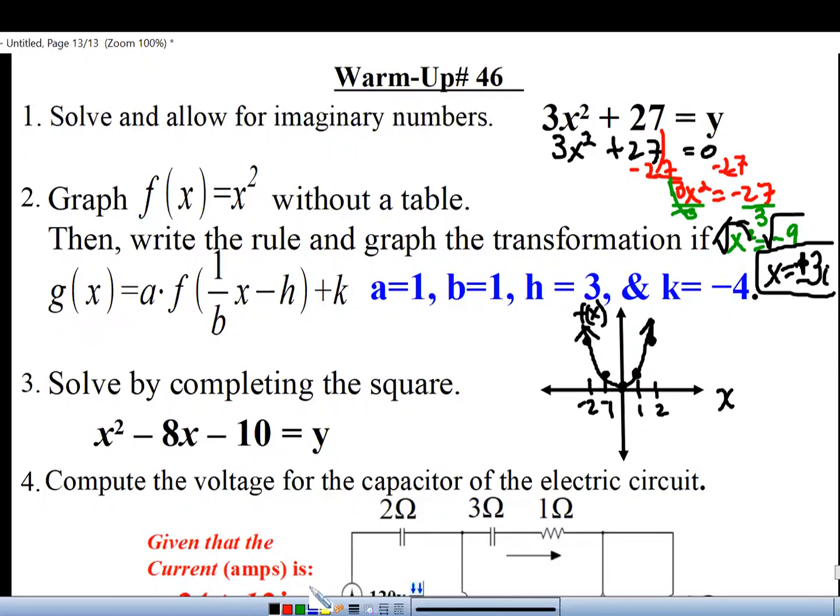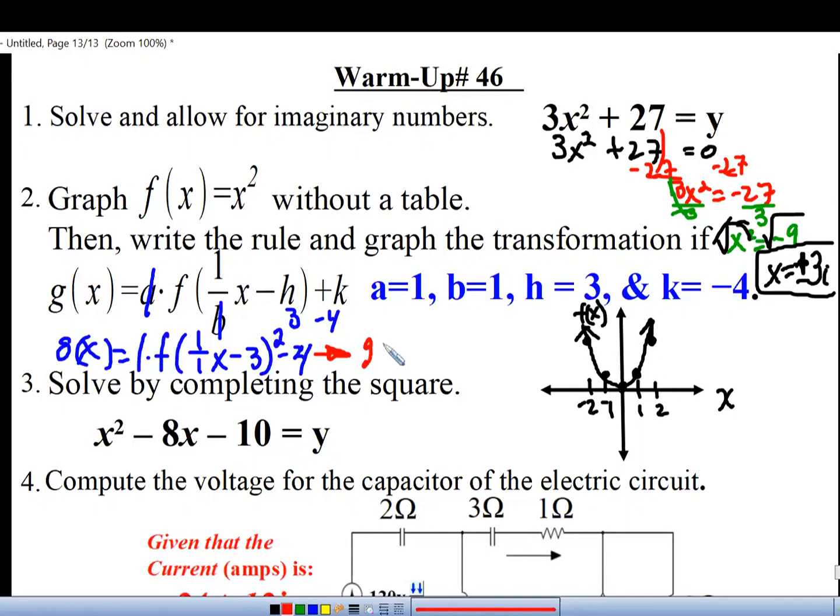So I'm going to substitute that in here. So for A, we have 1. For B, we have 1. For H, we got 3. And for K, we got -4. So let me rewrite this. G of x equals 1 times f of parentheses 1 over 1x minus 3, close parentheses, squared because it's a quadratic, and then -4. Let me rewrite this one so that we can use that to transform it now. Do we need to write the f and the 1 anymore? No. So this becomes g of x equals parentheses 1 over 1 is 1x minus 3 squared minus 4.